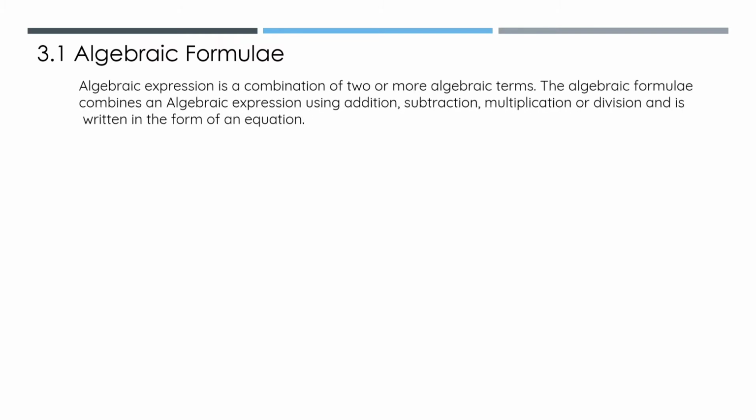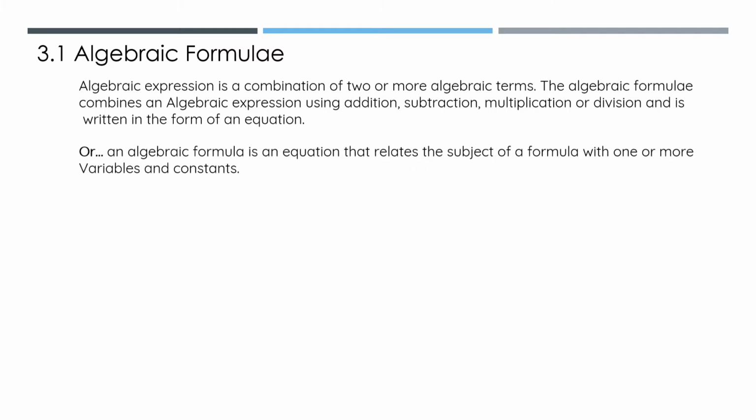An algebraic expression is a combination of two or more algebraic terms. An algebraic formula combines algebraic expressions using addition, subtraction, multiplication, or division and is written in the form of an equation. Or, an algebraic formula is an equation that relates the subject of a formula with one or more variables and constants. Let's look at what variables and constants are.